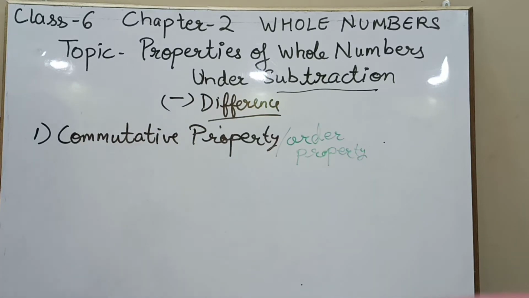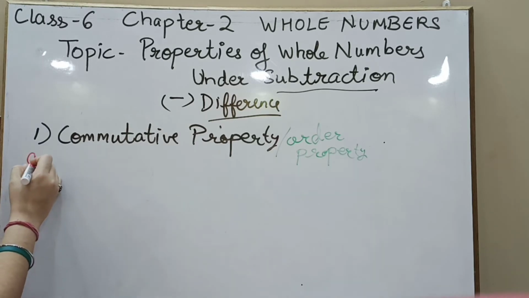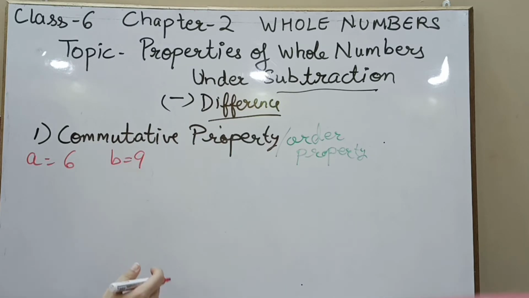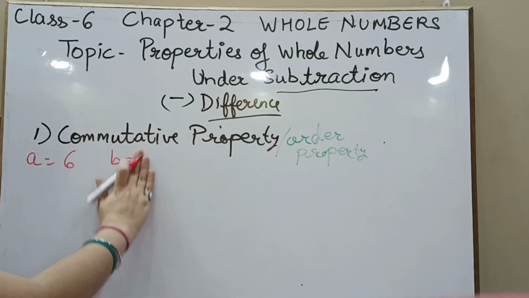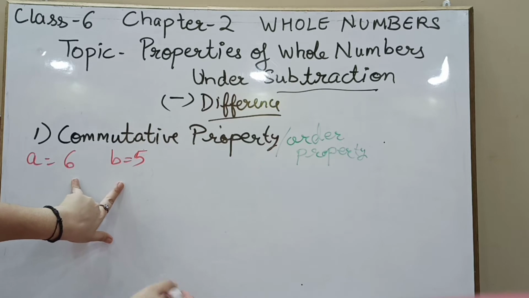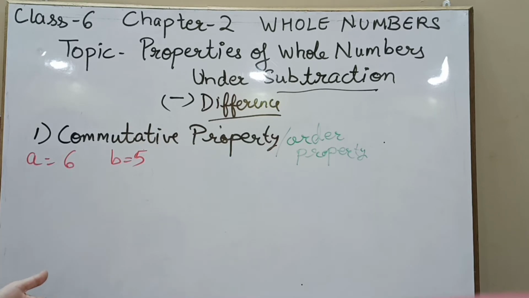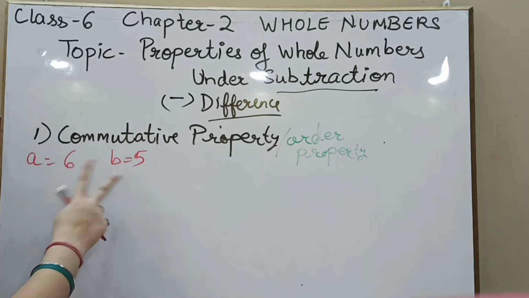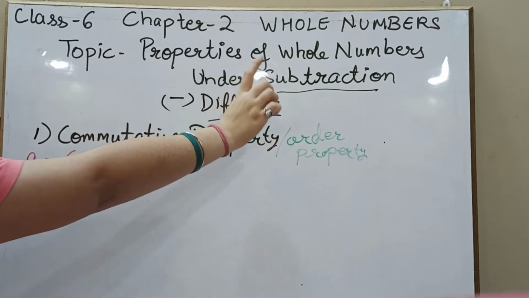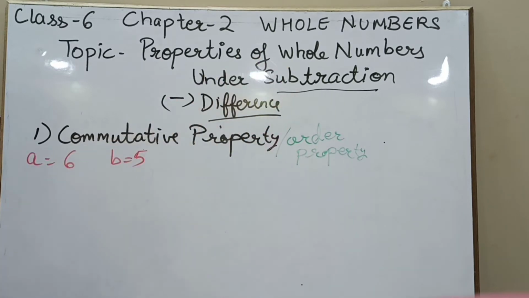Now let us take two examples. If I say a as 6 and b as 5, I told you the commutative property says that the difference of two whole numbers will remain the same even if the order of the numbers is changed. Now this is basically the commutative property. Commutative property says the difference remains the same, but let us check whether it holds true under subtraction or not.